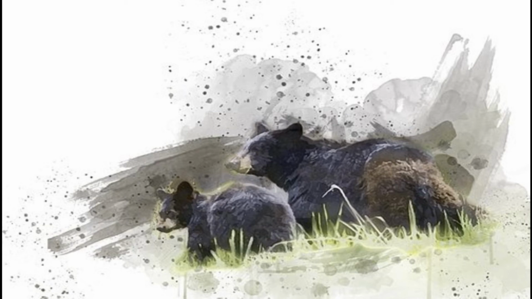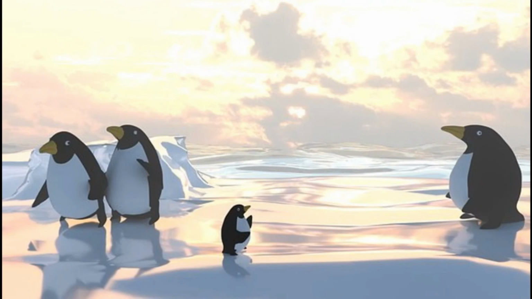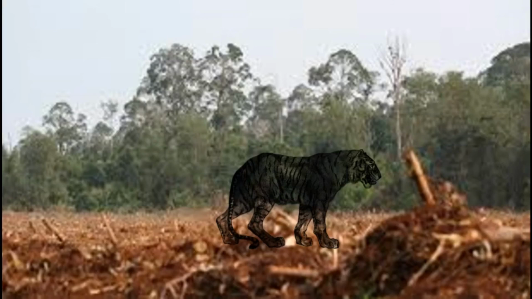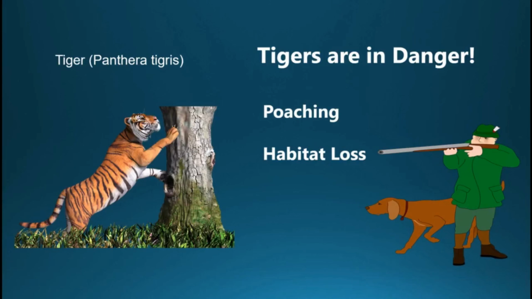For example, penguins require very cold conditions, right? So do other animals. But as the human population increased, the requirement of crop production also increased, and that amounts to cutting of trees, and that is a habitat loss for animals like tigers. And therefore, two reasons: first one is poaching and second one is habitat loss.